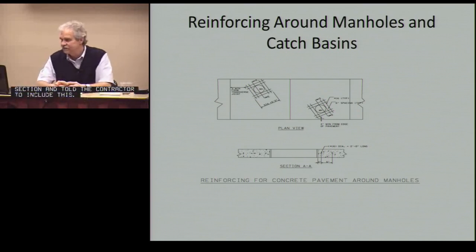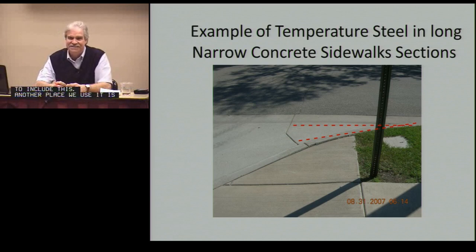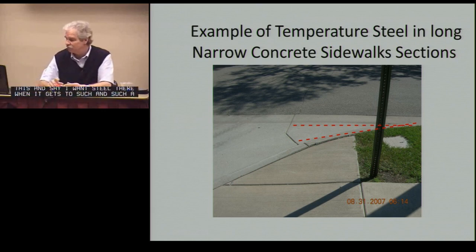Another place we use it is some temperature steel, and we get long, thin sections of concrete on a radius like this. The red hash lines are meant to be kind of temperature steel we'd put in there for if that section cracks, the steel would hold it. In the past, the inspectors and engineers could add the steel in the projects, and those pounds of steel were paid to the contractor. In this specification, if the designer wants that done, they need to show a typical like this and say, I want steel there when it gets to such and such a size, which is usually under 3 foot. We teach the 3-foot rule.